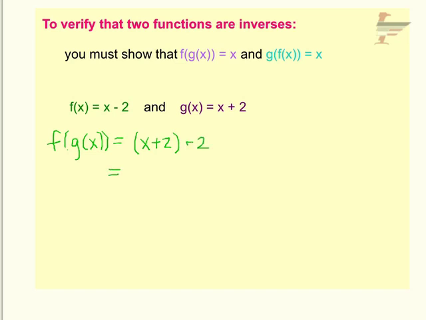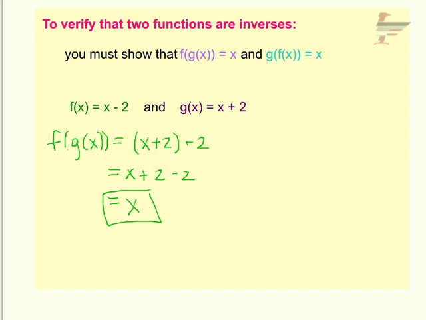When we simplify this, I don't have anything to distribute into the parentheses, so really it's just an x plus 2 minus 2. That plus 2 minus 2 cancels, so we're left with just an x. So we just showed that f of g of x simplifies to just x. Let's go ahead and show the other one.